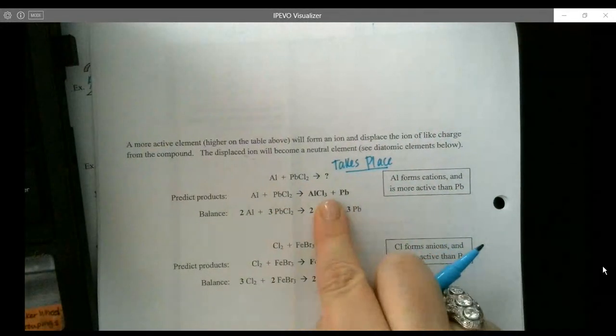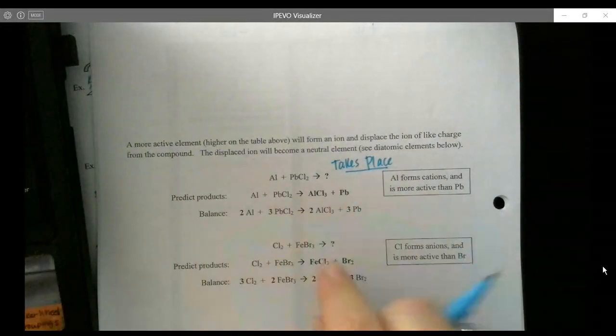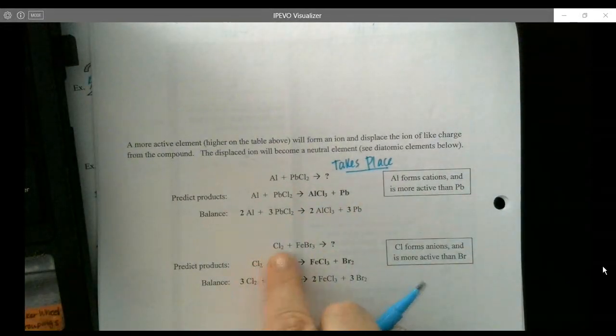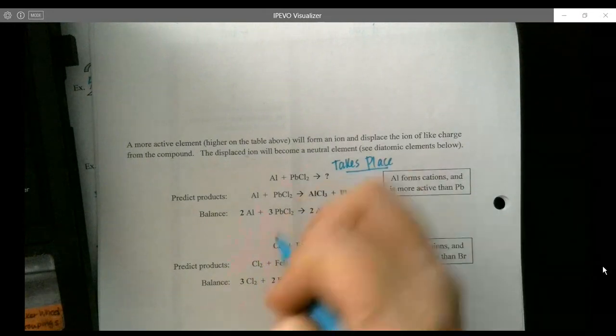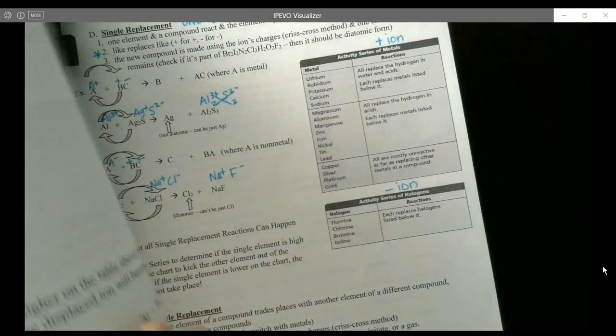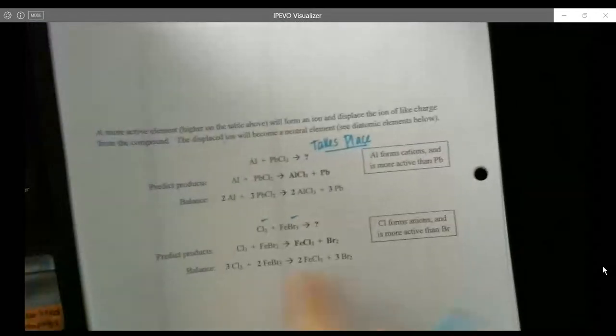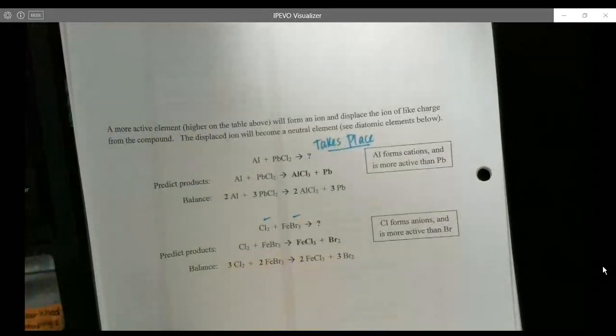And then you can do the switch and figure out who your new products are, and then later you can balance them. And then in this case, if chlorine were trying to kick bromine out, because chlorine's negative and bromine's negative, and again, you go back to that chart, chlorine's above bromine, so this time it can happen, they can kick them out, okay?